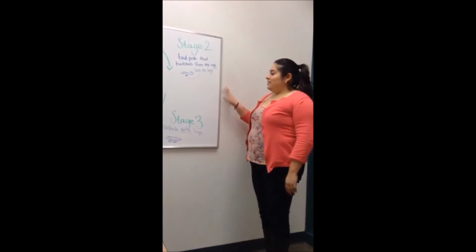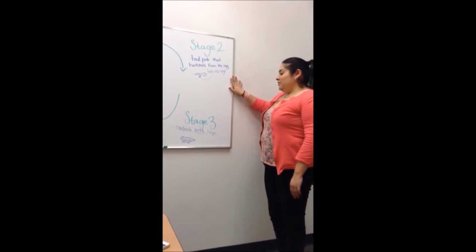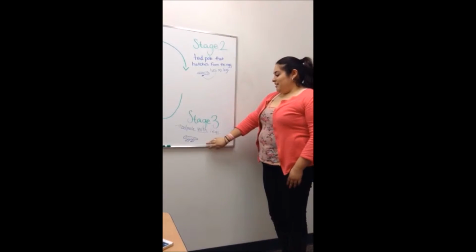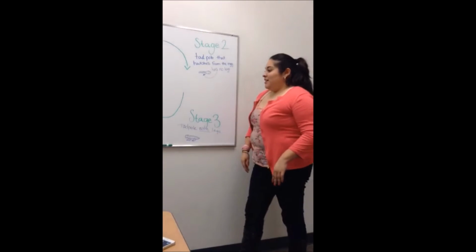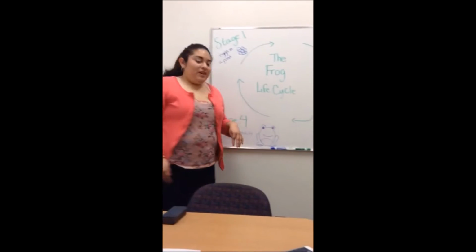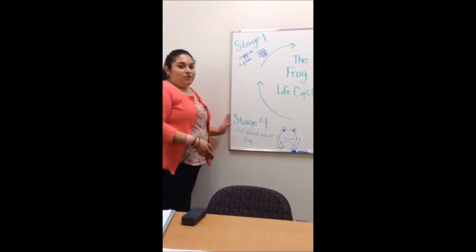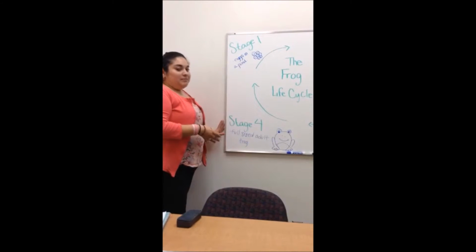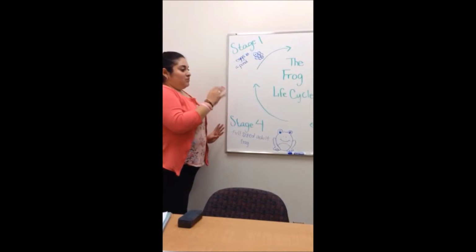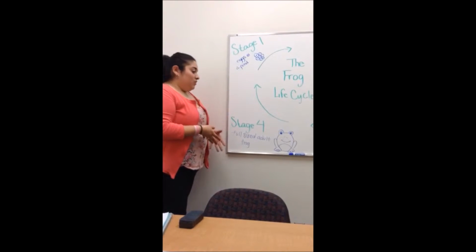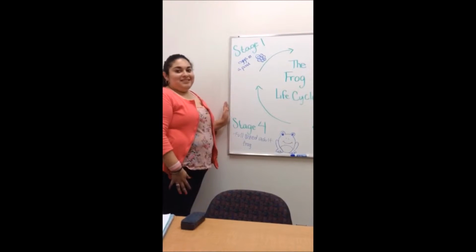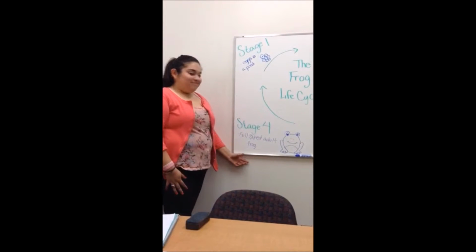So in stage 3, basically they're just like the tadpoles, however that's when their legs are growing and they're able to swim just a little bit more, and they still have their tail and their gills. And when we move to stage 4, this is when they become full-size adult frogs. This time they can go in and out of the water, and with stage 1, 2, and 3 they are basically just in the water. And this is the life cycle of the frog.